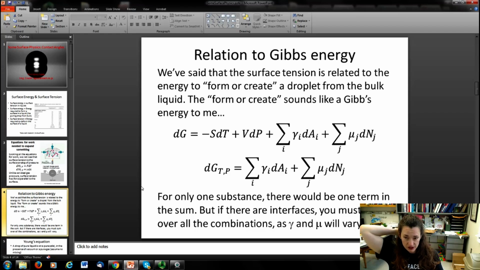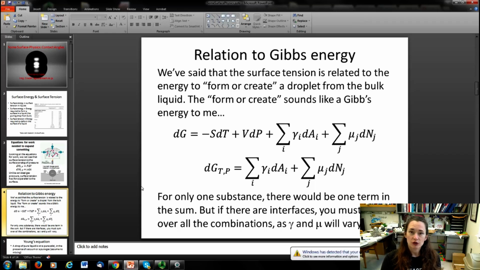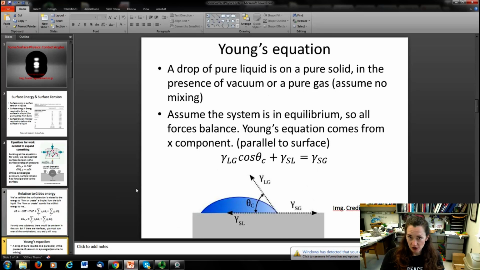Plus mu dN, where mu is the chemical potential and dN is the number of moles or molecules of a substance. So, for example, if you have a water droplet sitting on a surface of something like glass in the presence of air, you would have the interface between the water and the glass, the interface between the water and the air, and the interface between the glass and the air, and you'd have to sum over all of those for both the chemical potentials and the surface tensions in order to figure out what's going on.